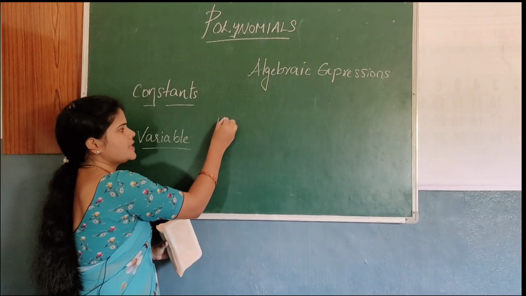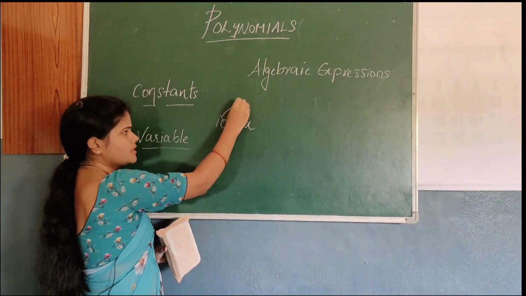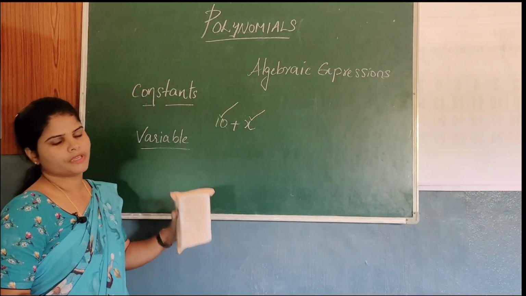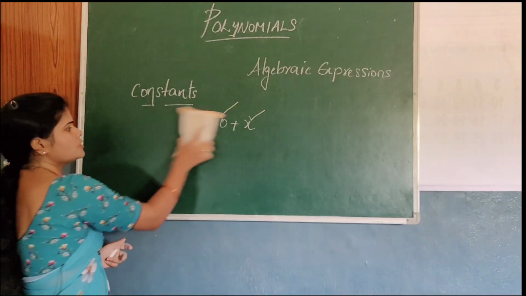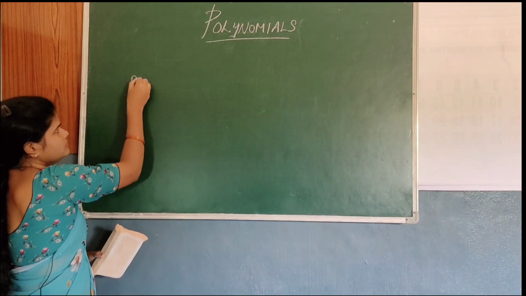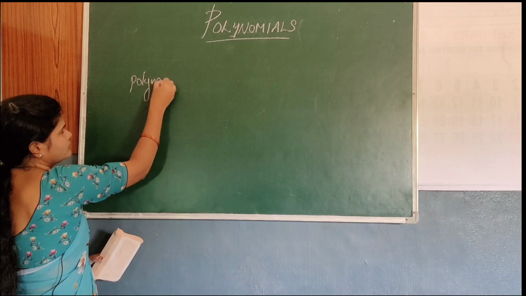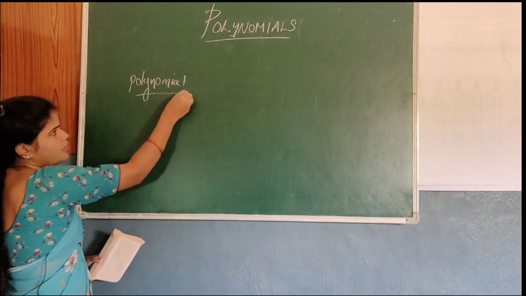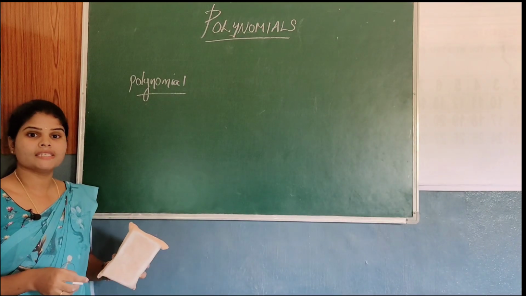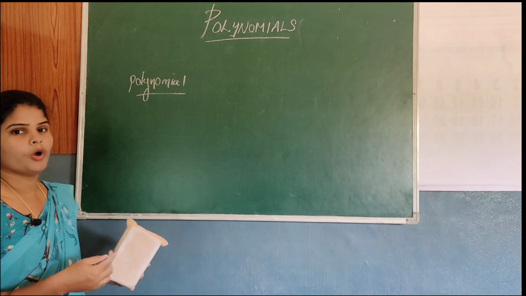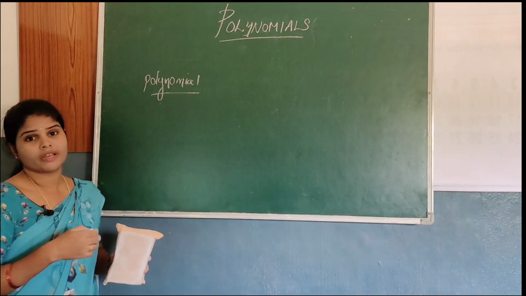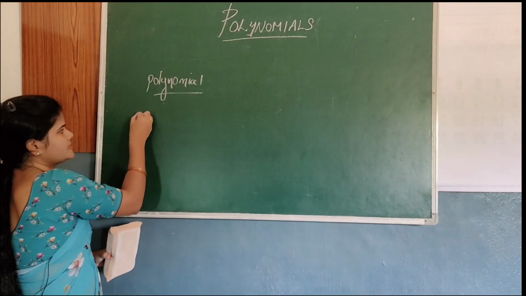In the previous example, I have taken 10 plus X. Here 10 is a constant and X is a variable. Without knowing these definitions, we cannot know what a polynomial is. So now here comes the definition of a polynomial. What is a polynomial? An algebraic expression which includes non-negative integral powers is called a polynomial.